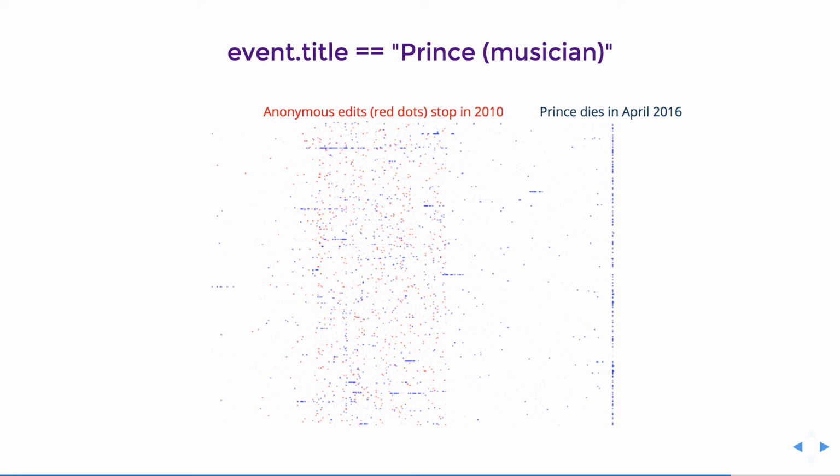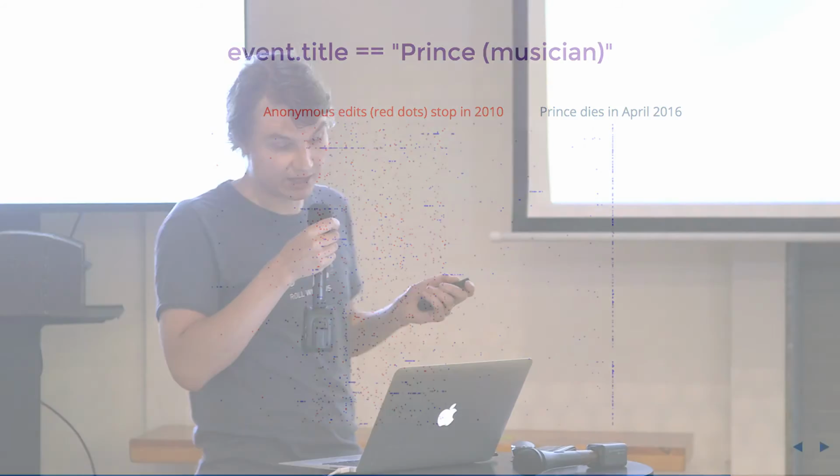Here in this visualization, again, the x-axis is time, the y-axis is users. What do you see? I don't know when Wikipedia started, 2001 maybe. So 2001 would be here. And then you can see that there's a lot of activity happening on this page, people editing Prince, between maybe 2005 to 2010 or so. And if you look closely, there are these red dots that are people making anonymous edits.